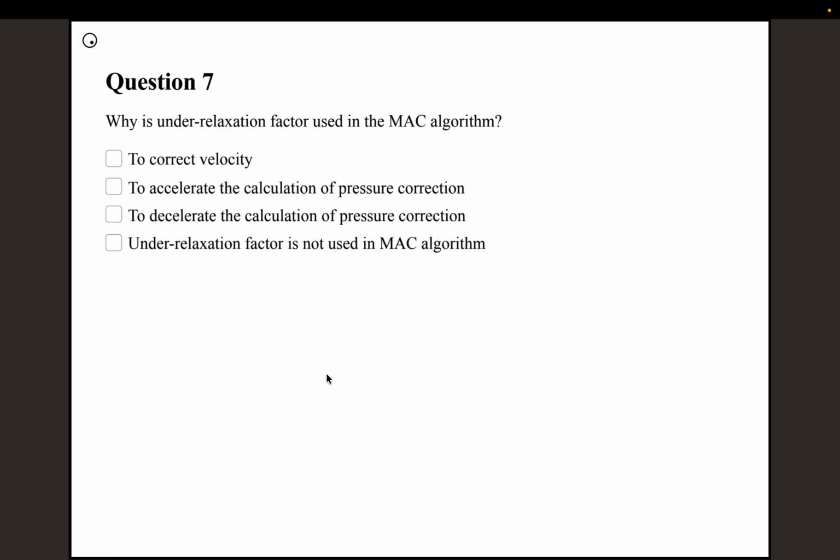If you recollect, we have a pressure Poisson equation that we are trying to solve: del square p prime is minus rho delta x by delta t times del dot u tilde. So this is my provisional velocity. This equation is what we are trying to solve using the Gauss-Seidel method. If you are using a Gauss-Seidel method inside the MAC algorithm, this is where we will use some kind of relaxation factor. Whether it is under or over relaxation is something that you have to look into.